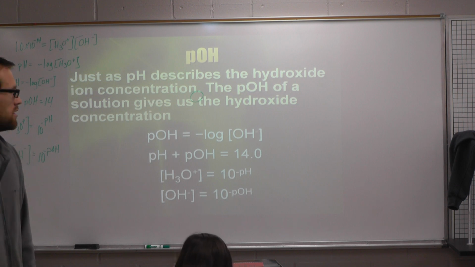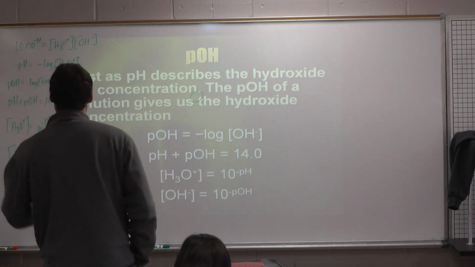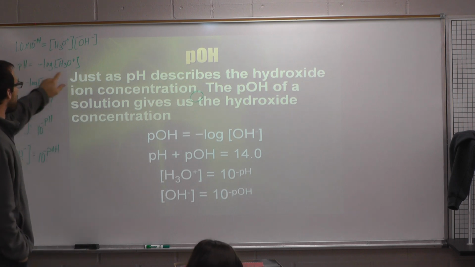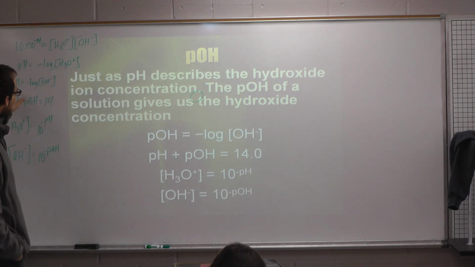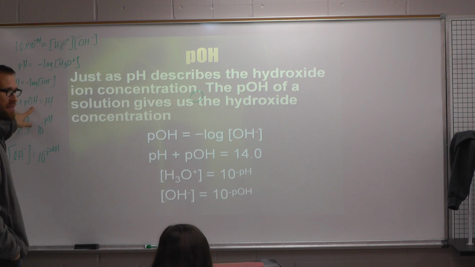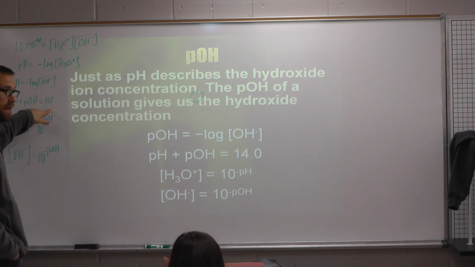Okay? pH is negative log of my H concentration. pOH is negative log of my OH concentration. And how are they related to each other? If you add them together, you should get 14.